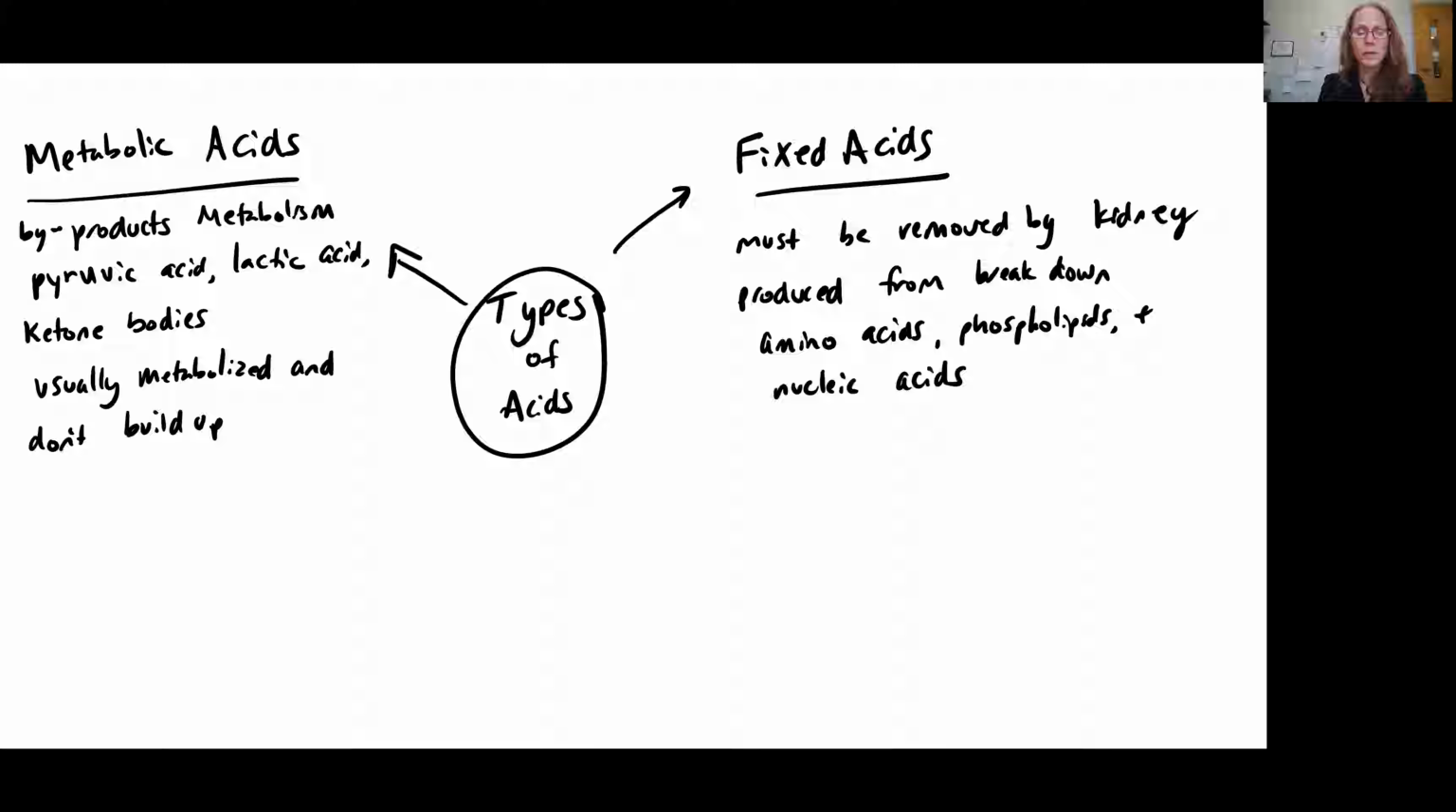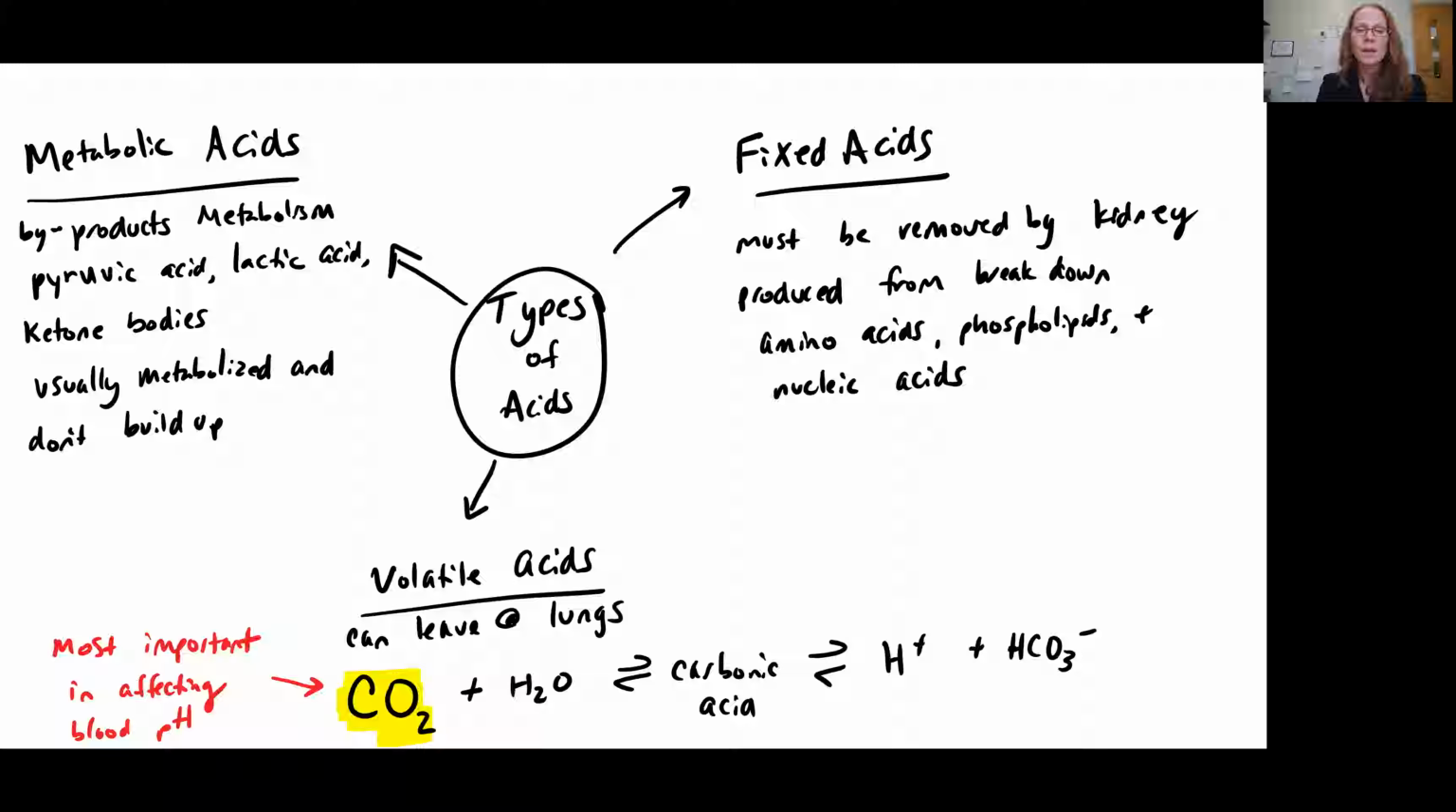Remember we talked about the liver processing lactic acid, turning it back to pyruvic acid, and then using that to make glucose or to make ATP. So typically we see that the body just takes it and uses it, and it's not causing a problem, but sometimes it does. And then volatile acids are gases.